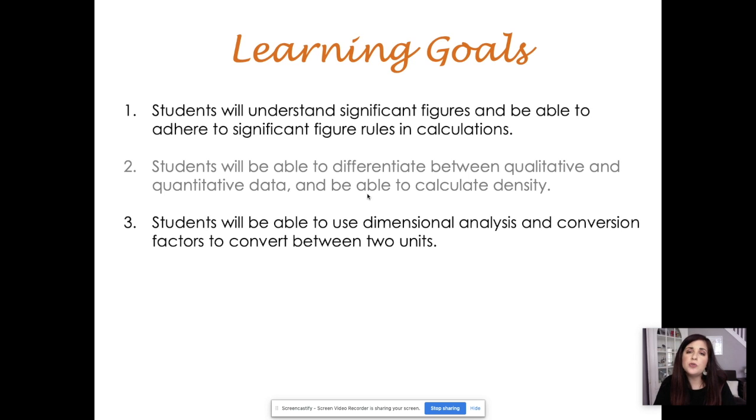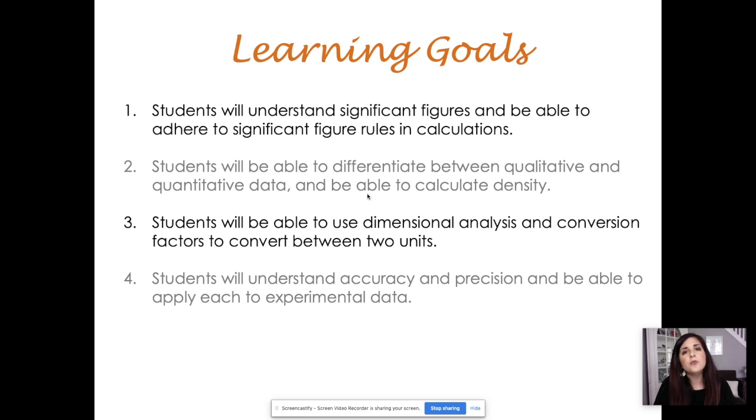You will be able to use dimensional analysis and conversion factors to convert between 2 units. If you're a senior, you might have taken trig already, and I think you do some dimensional analysis in trig. I do cover it here again, but it's nice because even if you eventually do take trig, you will know dimensional analysis already, which will make your life a lot easier then. That's another crucial component of chemistry.